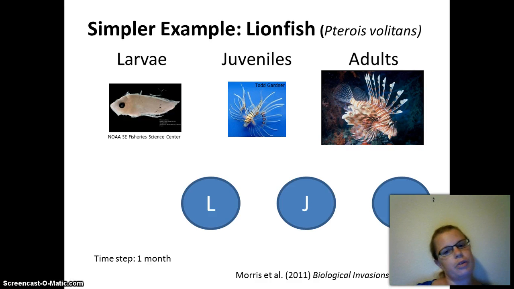Okay, so let's start with a really simple example. There are only 3 different stages of lionfish: larvae, juveniles, and adults. In this case, because individuals have a pelagic larval duration, are larvae for about a month, we use a time step of a month. So here, we're going to put what we know about the life history onto a conceptual model, in this case, a life cycle diagram. So L for larvae, J for juveniles, and A for adults.